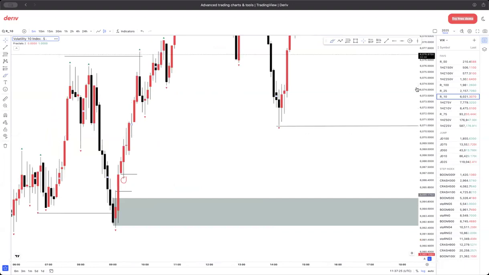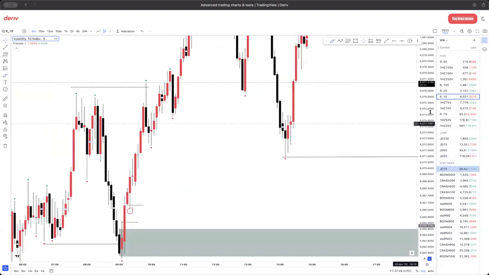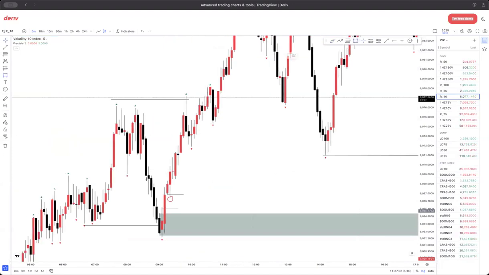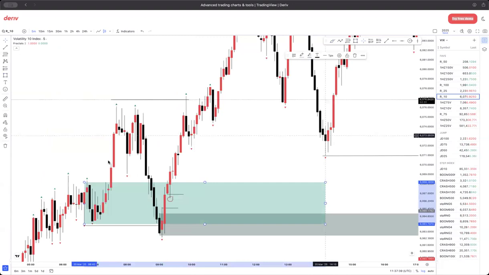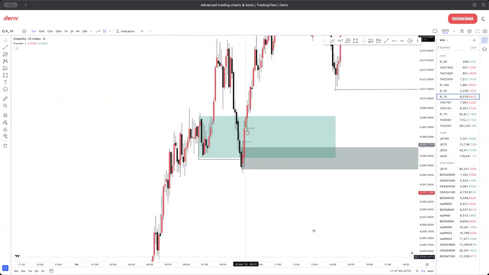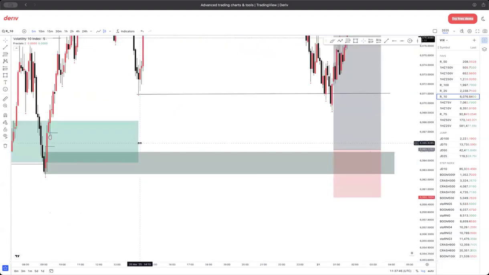So now some people would have drawn their POI from here. Now, if you wanted to draw your POI from here, this will now be a QMR. If you're drawing from your failed order block, that is the sweep of liquidity, this is your QMR. So you might have this POI here as your QMR.